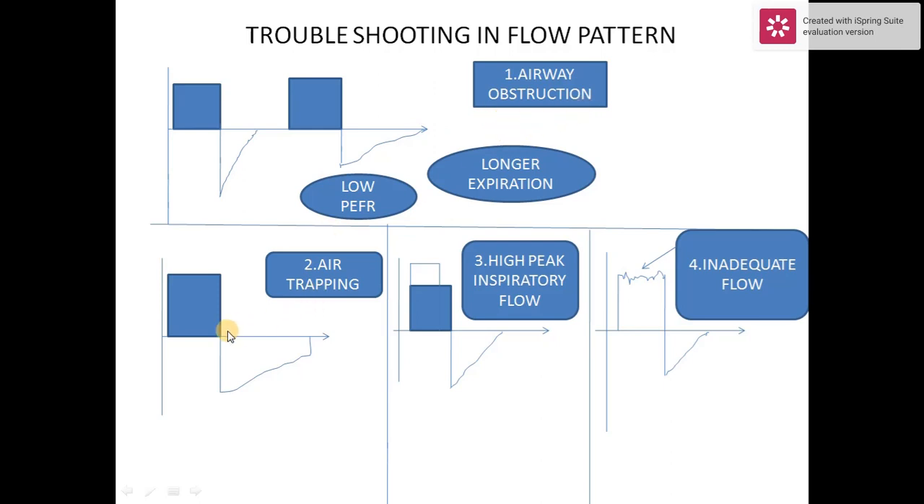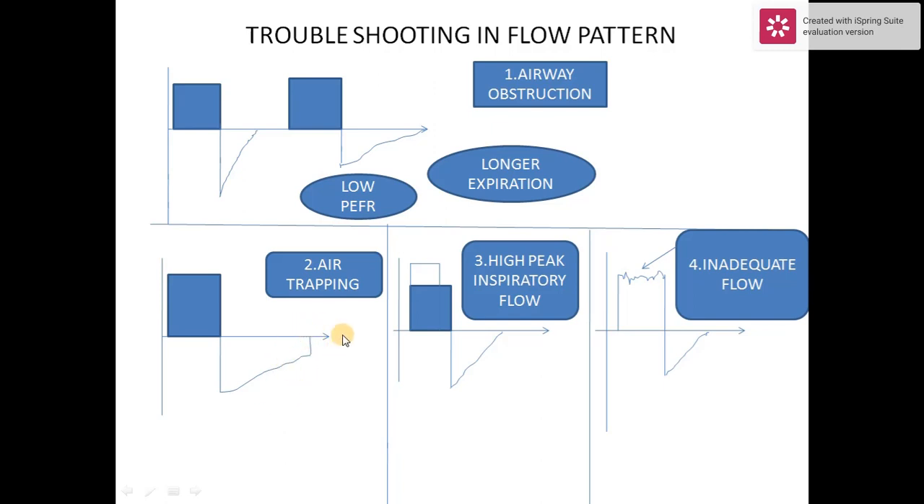Coming to the second pictorial representation, normal inspiration. As you can see, the expiratory limb does not touch the baseline. Ideally it should touch the baseline. See here, the expiratory limb is touching the baseline, but here it does not touch the baseline. Instead, it ends and goes up again and meets the 0 line. So it is suggestive of air trapping.